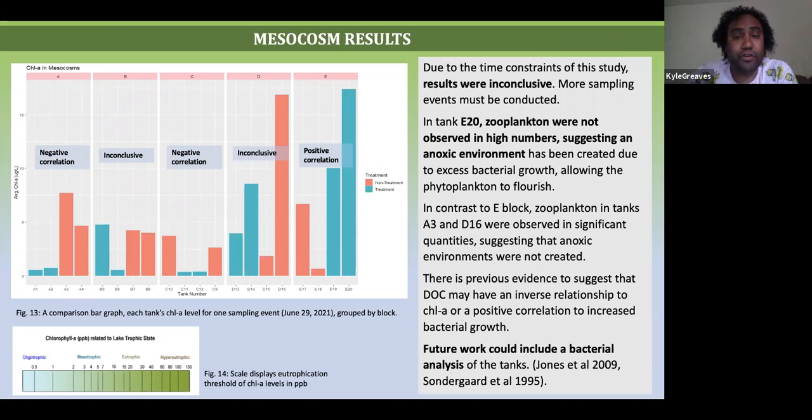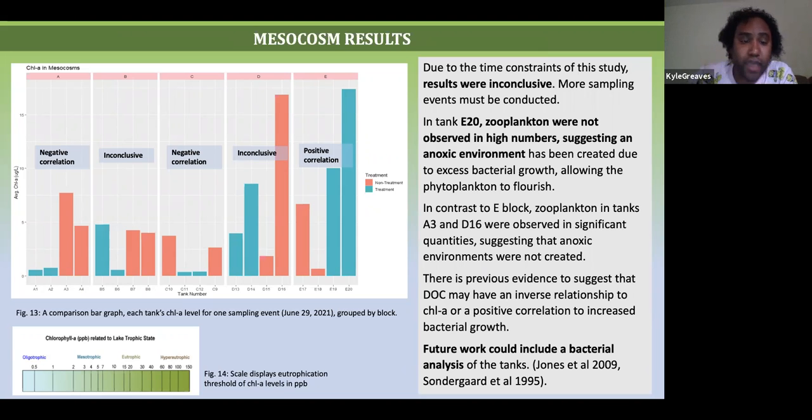I think it's important to note that E20, which is that last blue bar, had the highest chlorate levels of all, and we did not notice any zooplankton. So that sort of confirms the hypothesis that increased levels of DOC do cause increased levels of chlorate, because as DOC is leached, I think that the bacteria used it, as well as the oxygen created by the algae, creating an anoxic environment, killing off all the zooplankton and allowing the phytoplankton to flourish, as the zooplankton do prey on the phytoplankton.